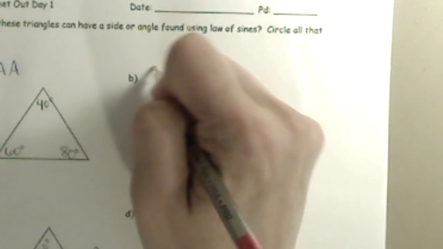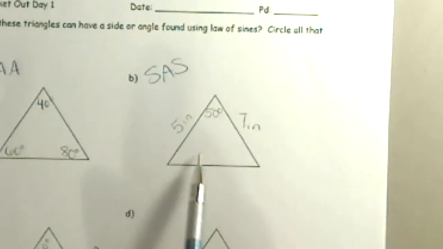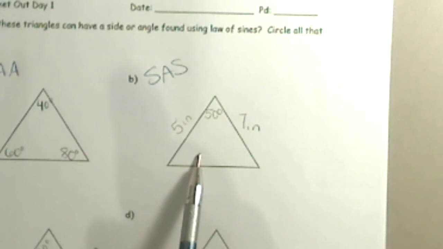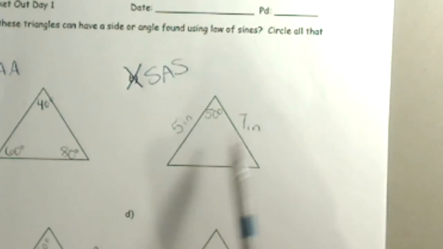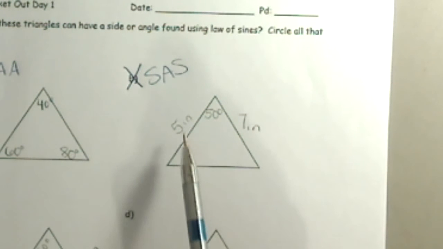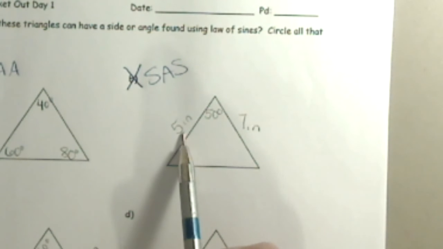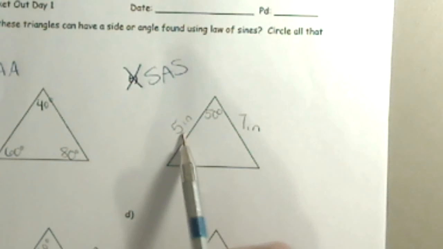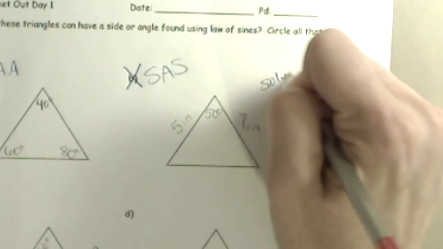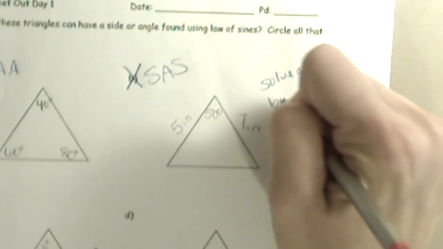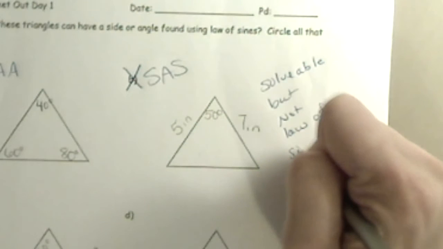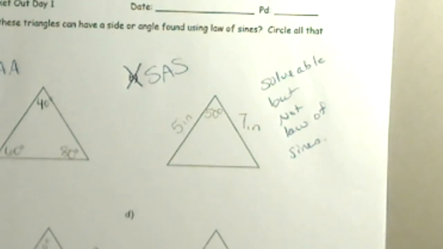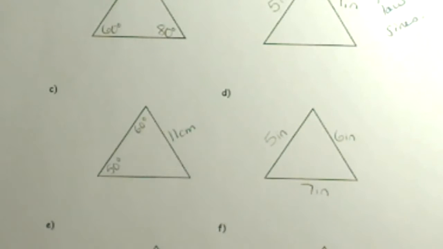On B, it is side, angle, side. This is a unique triangle. Its sides and angles are predetermined. However, you cannot use law of sines because you don't have an angle opposite either one of these known sides with which to work. So it is solvable, it's just not with law of sines, which is why we're going to be deriving the law of cosines shortly.